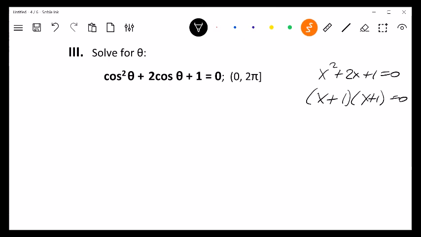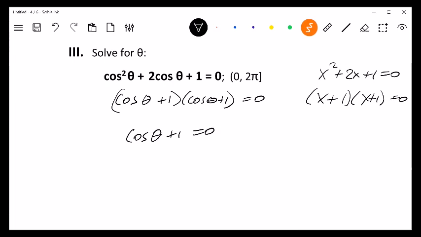Well, that means that this can become cosine of theta plus 1 times cosine of theta plus 1 is equal to 0. And actually, because it's squared, we don't really have to do both of them. We'll just do one of them. Cosine of theta plus 1 is equal to 0. Now we'll subtract 1. And look and see where is the cosine of an angle -1.